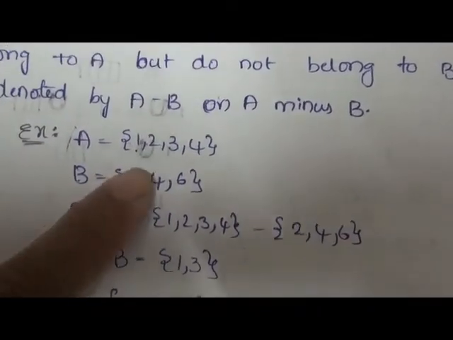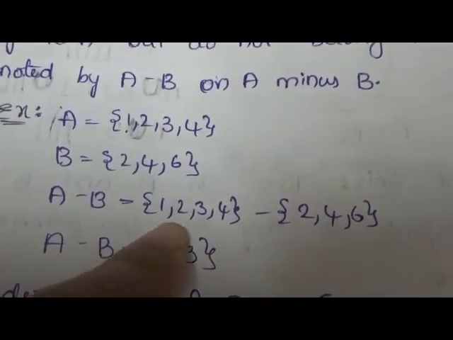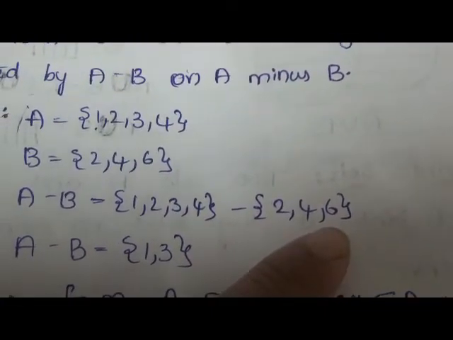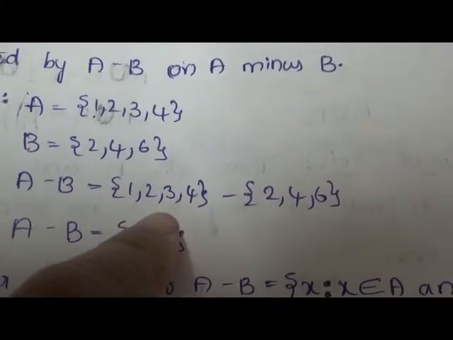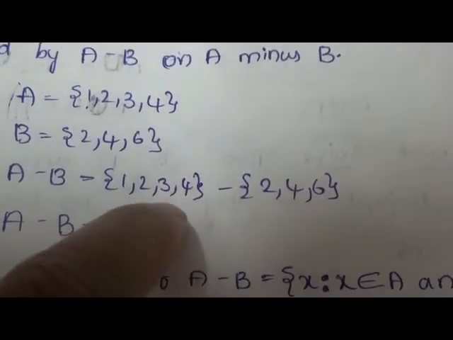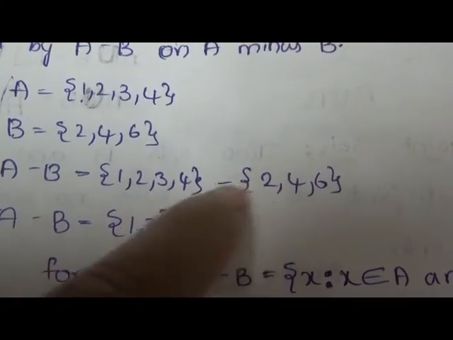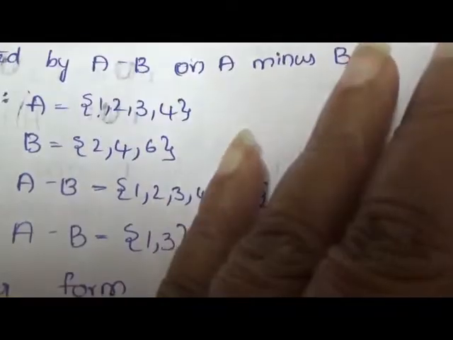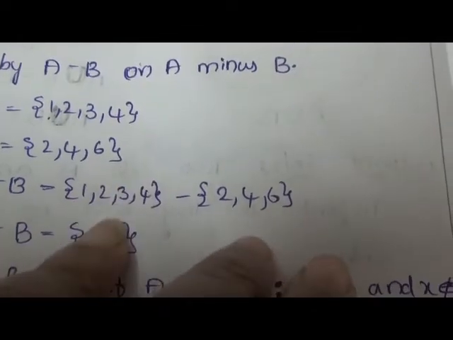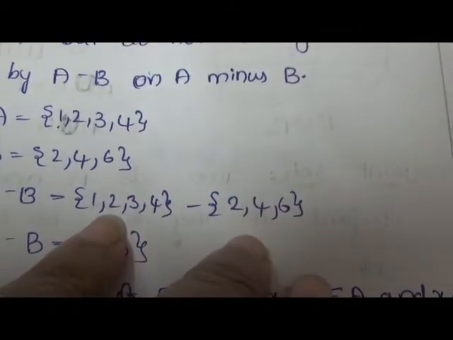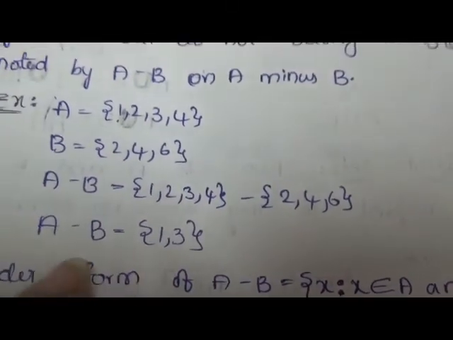Example: A is equal to 1, 2, 3, 4 and B is equal to 2, 4, 6. A minus B is 1, 2, 3, 4 minus 2, 4, 6. Strike off the elements which belong to B, and don't write these B elements. 2, strike it off. 4, strike it off. After striking off these two elements, the elements remaining are 1, 3. That is A minus B.